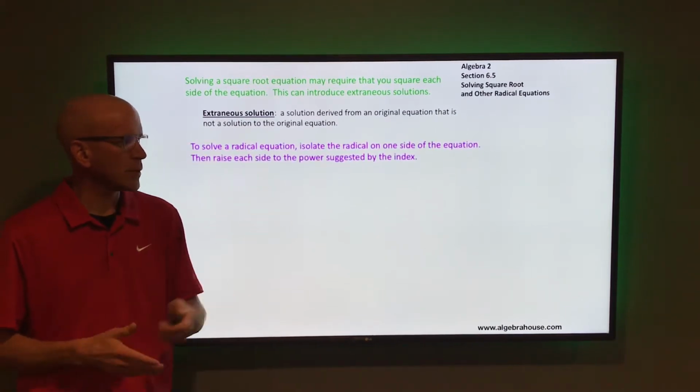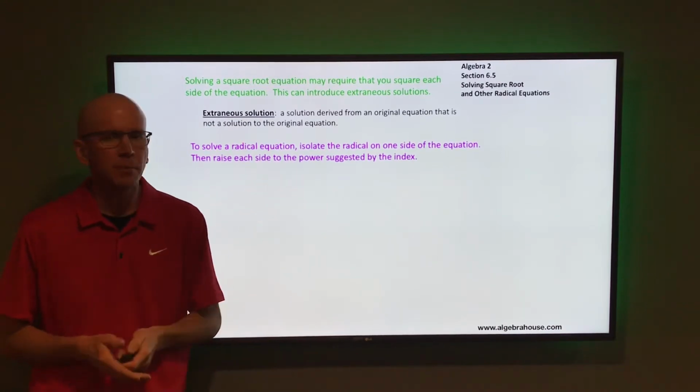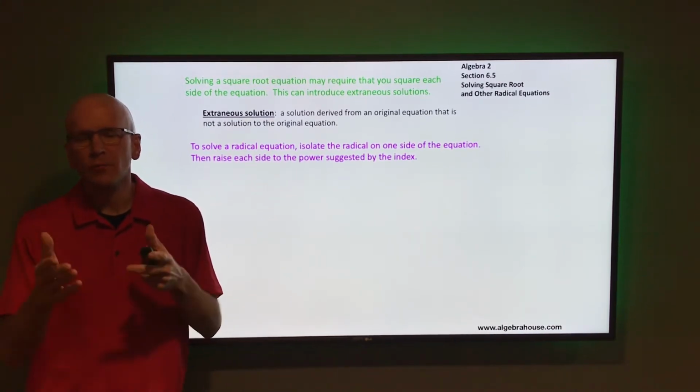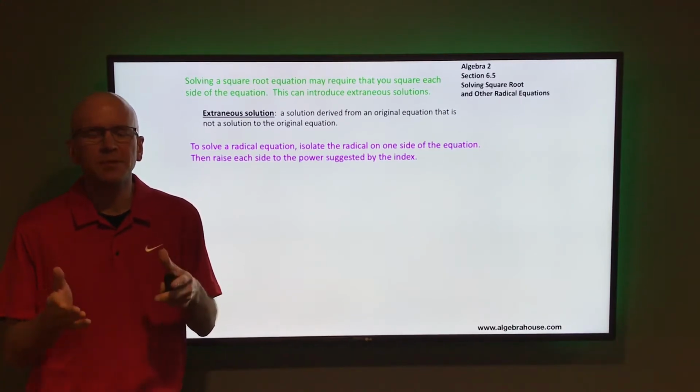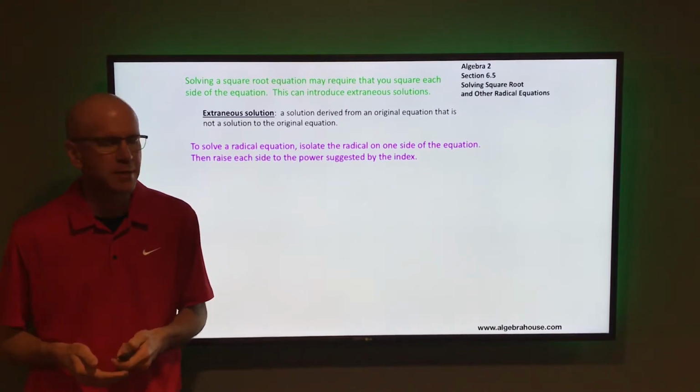To solve a radical equation, you want to isolate the radical to one side of the equation, then raise each side to a power suggested by the index. So for example, if it's a square root equation, you'll end up squaring both sides. If it's a cube root equation, you'll end up cubing both sides of the equation.